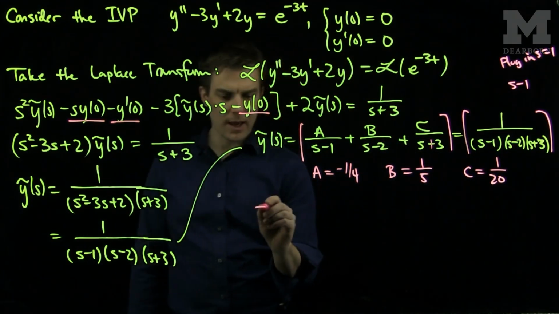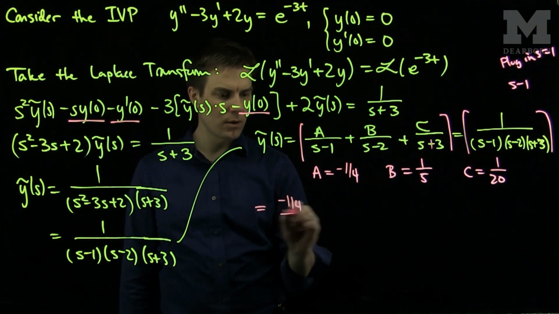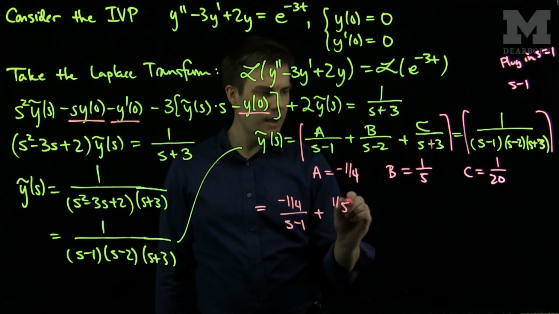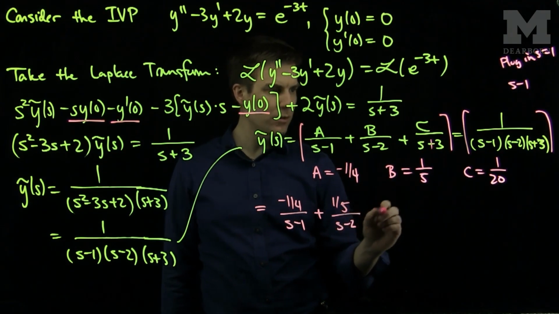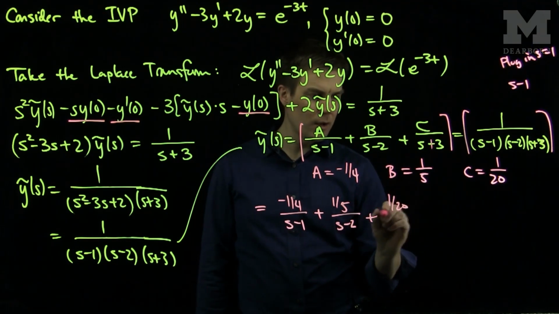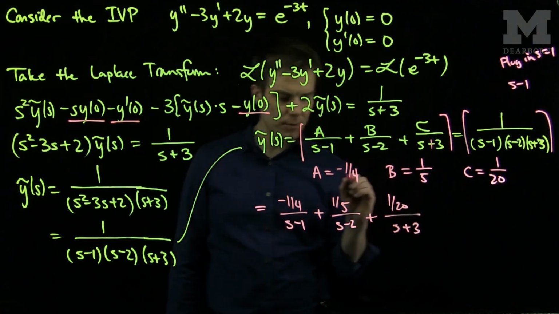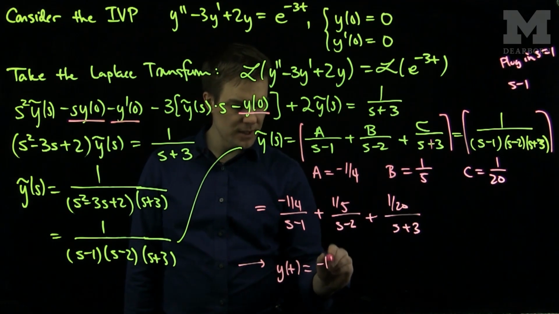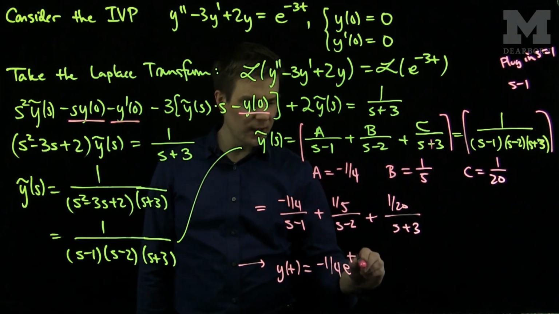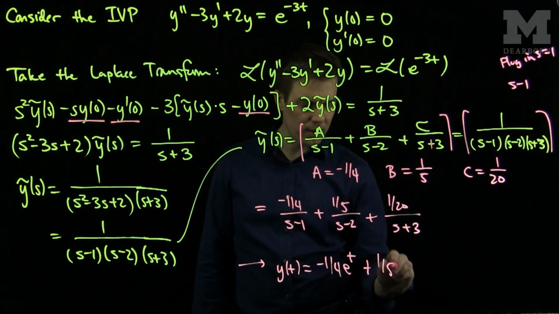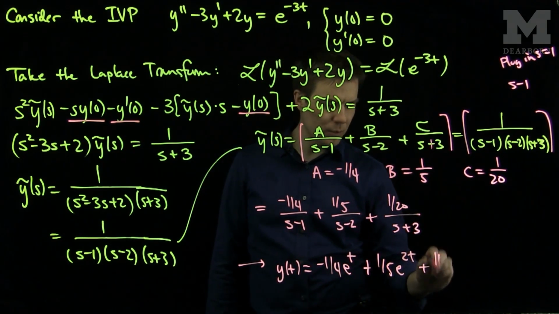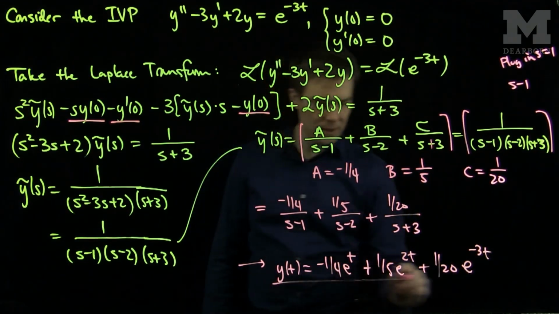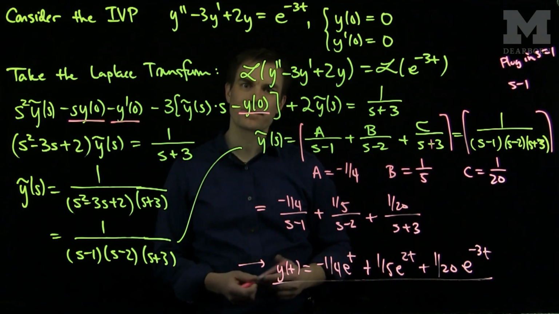Which tells me that I will have a negative 1/4 over s minus 1, plus 1 over 5 over s minus 2, and a 1 over 20 over s plus 3. When we inverse transform this, we see that y of t is negative 1/4 e to the t plus 1/5 e to the 2t plus 1 over 20 e to the negative 3t. And this is our solution. Thank you very much.